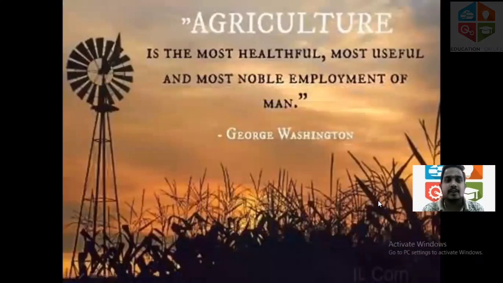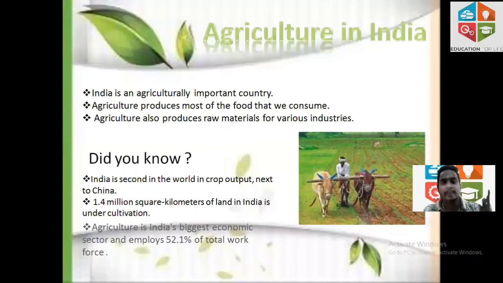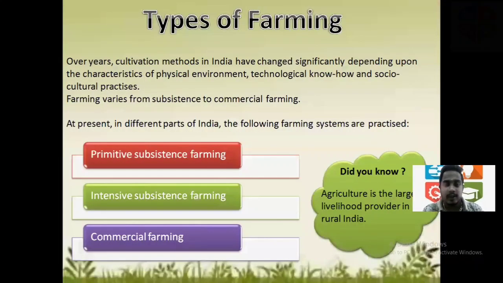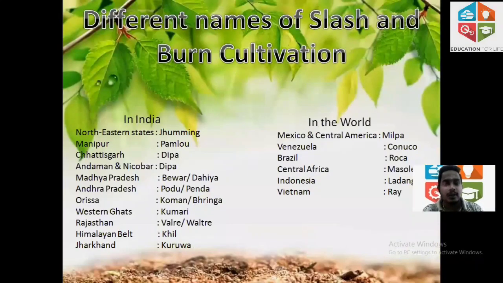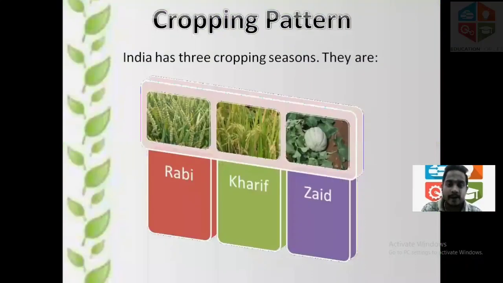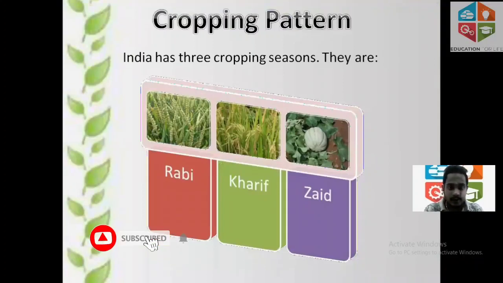What is meant by agriculture? What are all the types of farming we are doing? Then we have discussed about various crop patterns, that is Rabi, Kharif, Zaid. These things we have covered in the first chapter. Those who did not see that video, I'll give the video link in the description. Please go and watch that.